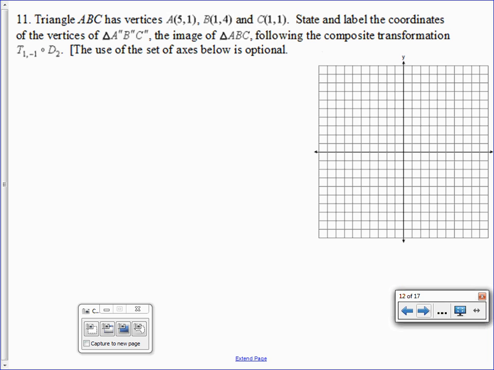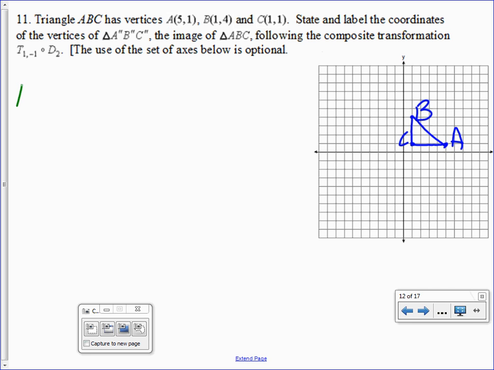Triangle ABC has vertices. A is 5, 1. B is 1, 4. C is 1, 1. It's a triangle, so I'm going to connect them. Looks nice and pretty. State and label the coordinates of triangle A double prime, B double prime, C double prime, the image of triangle ABC, following the composition of functions T of 1, -1, of D of 2.